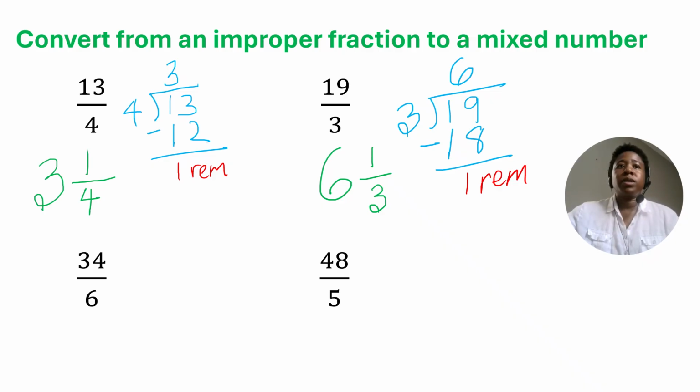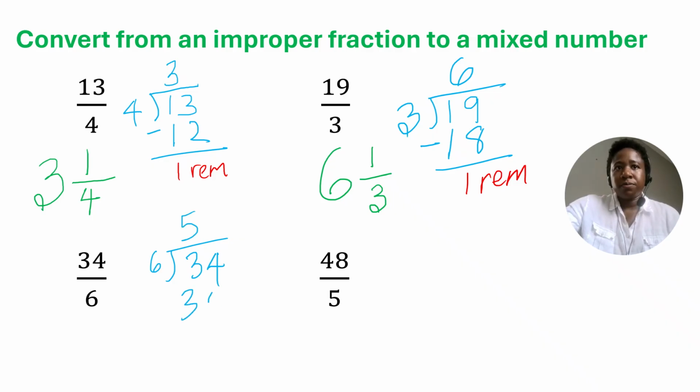All right. Third example, 34 over 6. How many times can we get 6 from 34? We know that 6 times 1 is 6, 6 times 2 is 12, 6 times 5, 30. Right before the 34. So 5 times 6, 30. 34 minus 30, that leaves a remainder of 4.